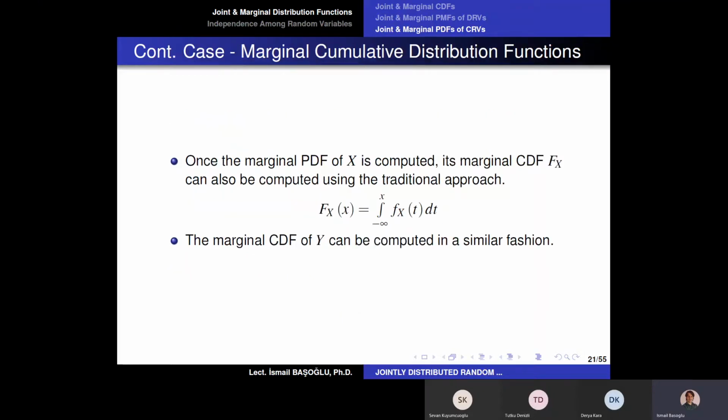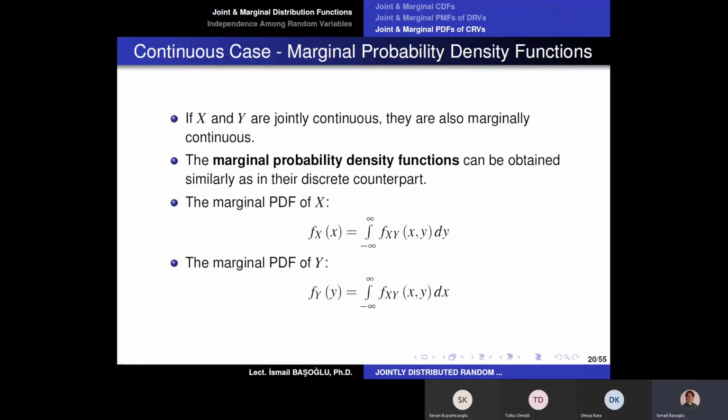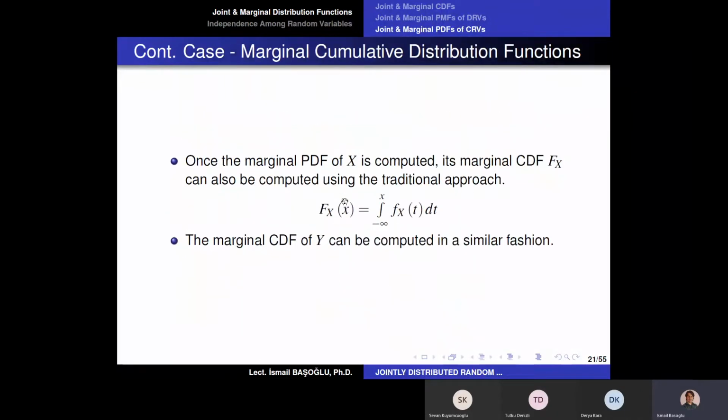Now, let's just say you have determined the marginal PDF of x and marginal PDF of y. What can you do with these? You can calculate the respective expected values or respective variances, or you can also calculate the marginal cumulative distribution functions as well.